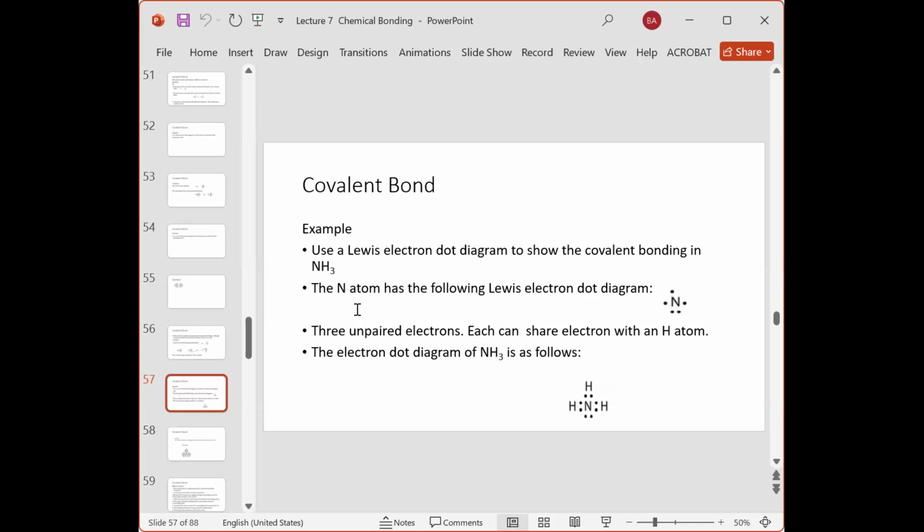So you see, you have 1, 2, 3. It needs 3 more hydrogen to bond with it, so that the nitrogen will satisfy the octet rule, and the hydrogen will also satisfy itself. So that's how ammonia is formed.